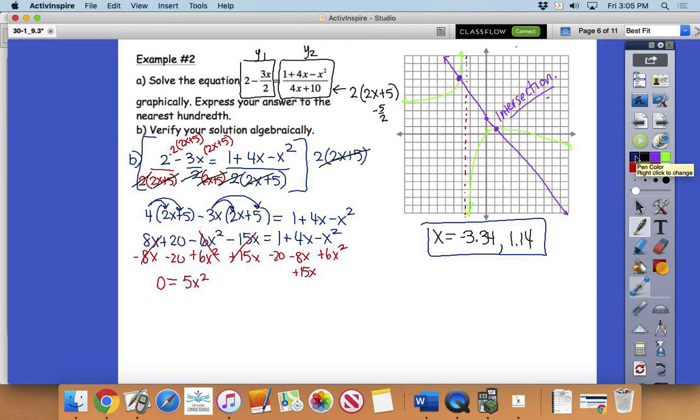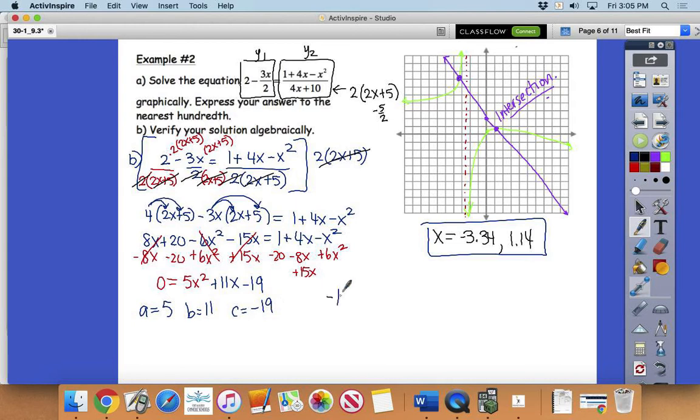So we should have plus 11x. And then we have 1 minus 19, which is minus 19. There you go. So now, with this, we have A equaling 5, B equaling 11, and C equaling negative 19. I'm going to use the quadratic equation to solve for my x intercepts.